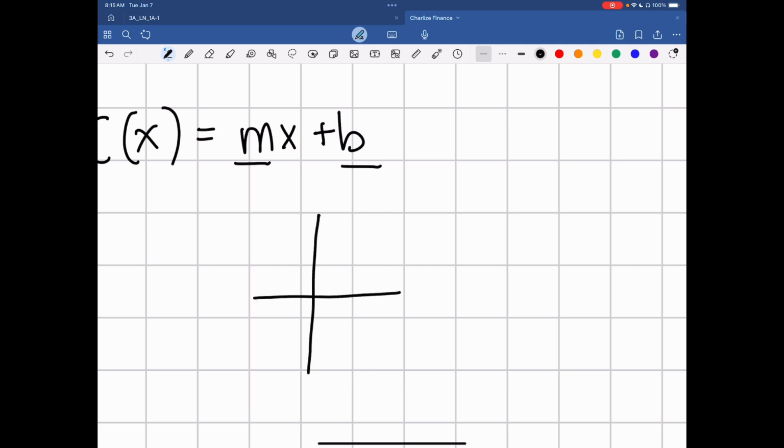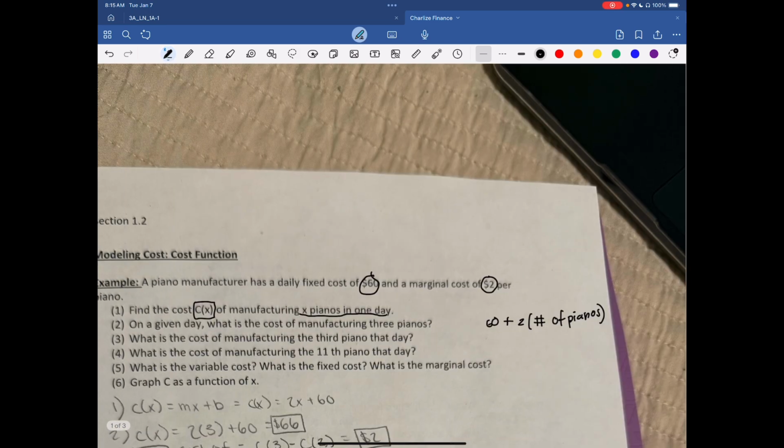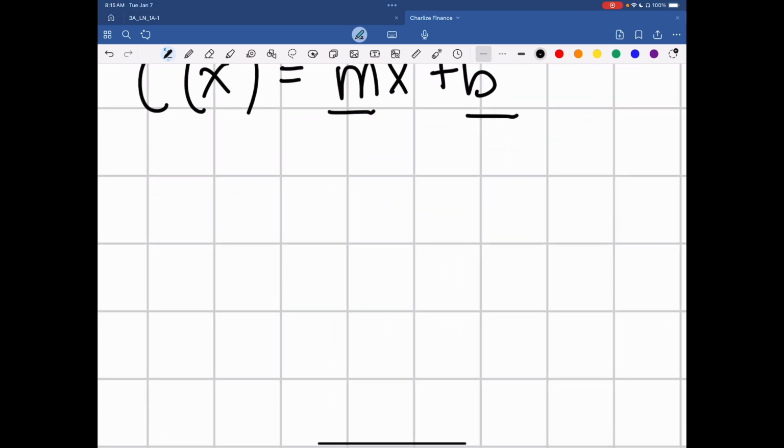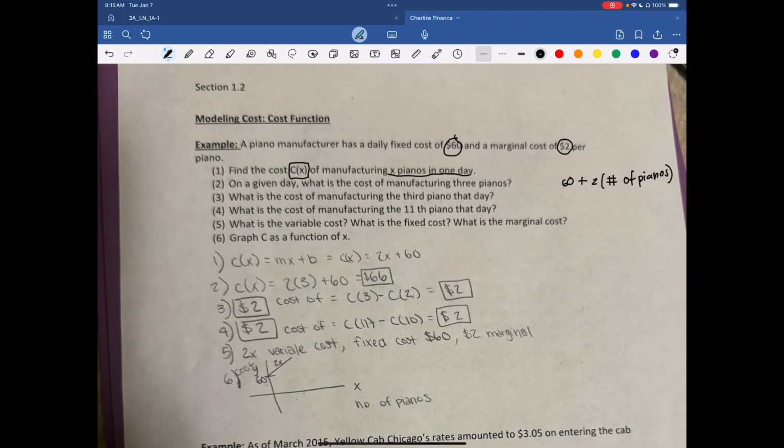Because if you think about what an intercept is, it's when x is equal to 0 and y is equal to something. If I were to say 60 is here, it is the y-intercept. Without making any pianos at all, I still have to pay $60. That's what it's saying. So which is why the function is C of X equals 2x plus 60. And this should make some intuitive sense as well.